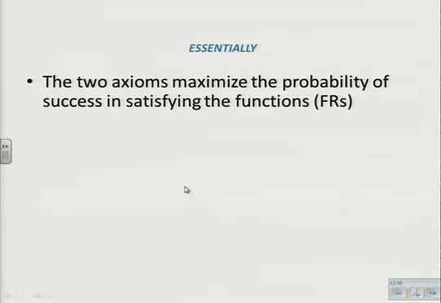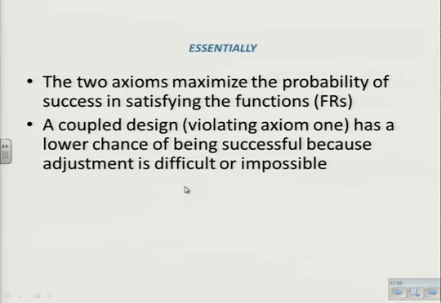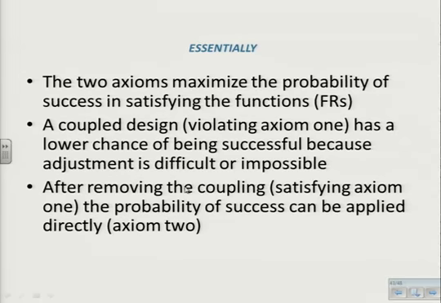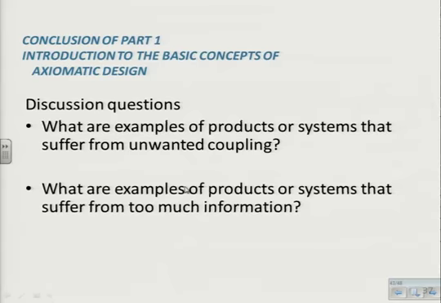All right, two axioms. Maximize the probability of success in satisfying the design functions. A coupled design, which violates axiom 1, has less chance of being successful because it's difficult or impossible to adjust. So after you remove the coupling, satisfying axiom 1, then you apply axiom 2 to maximize the probability of success.